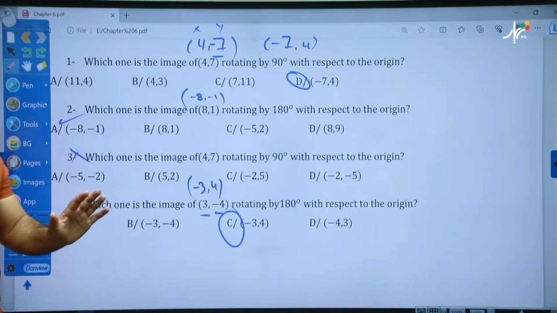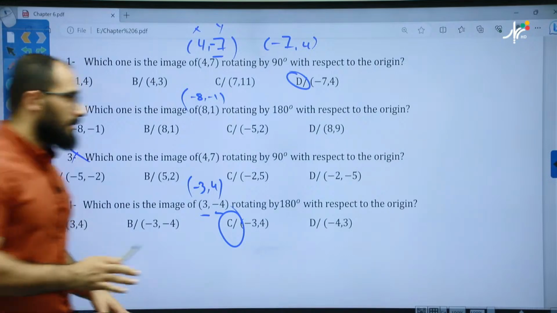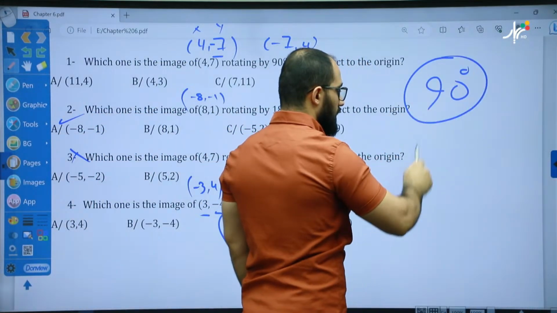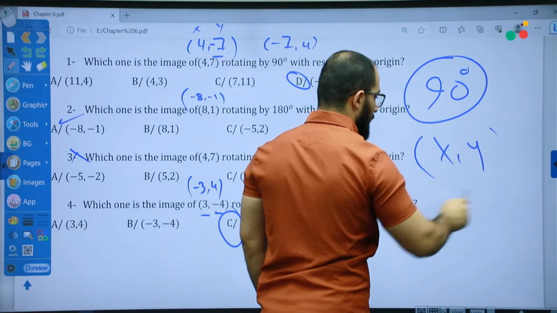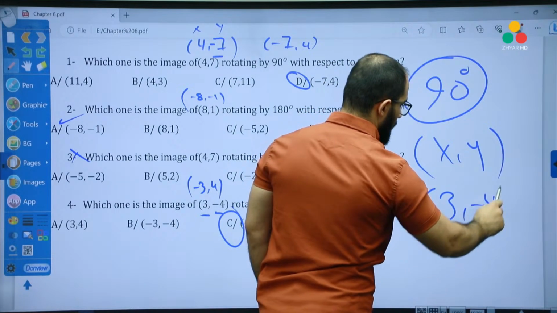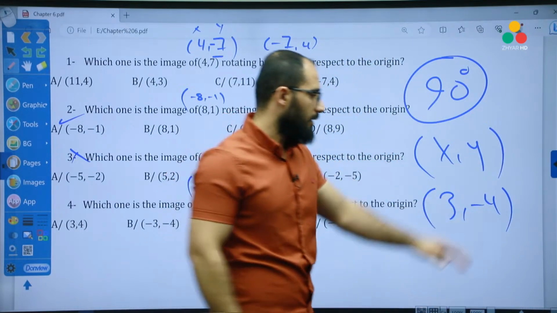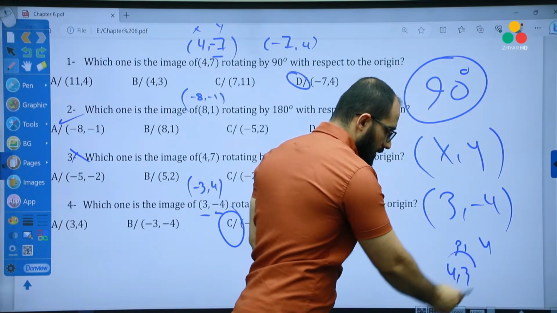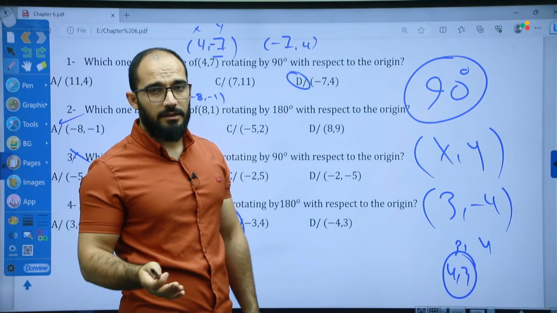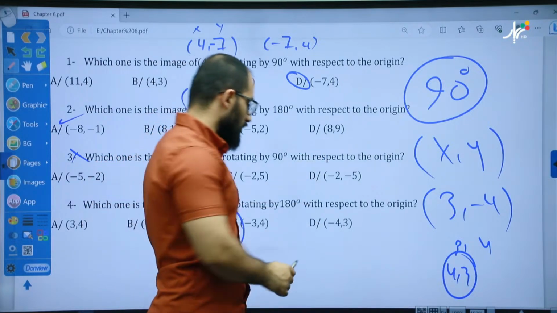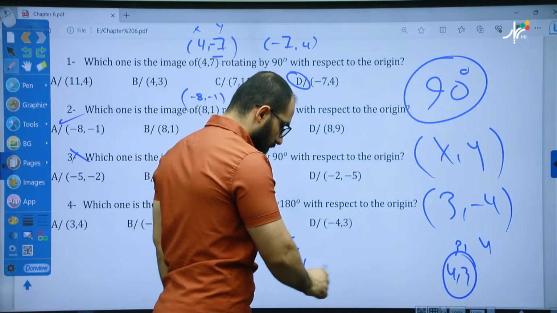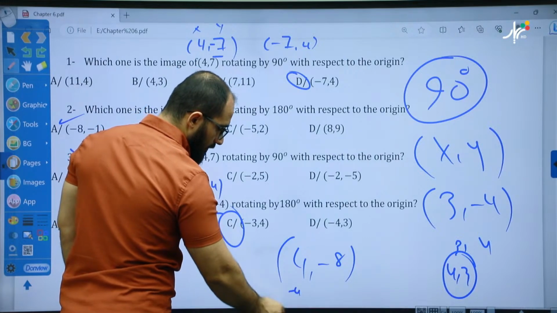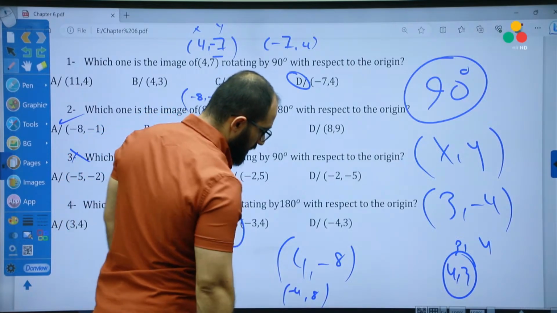I'm going to explain one more time. If it is 90 degree, change the sign of y, swap it with x, it means 4 and 3. But if it's 180 degree, just change the sign of x and y. Change both signs, this one is going to be negative, this one is going to be positive.